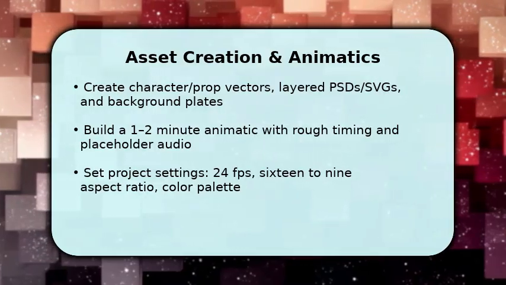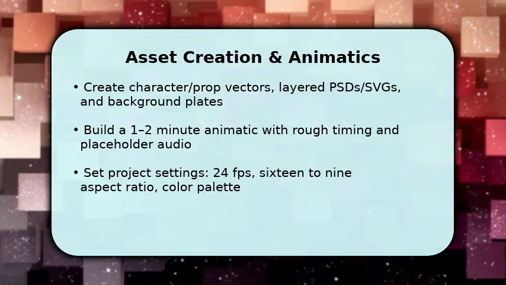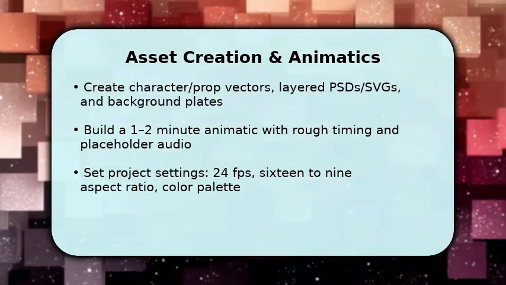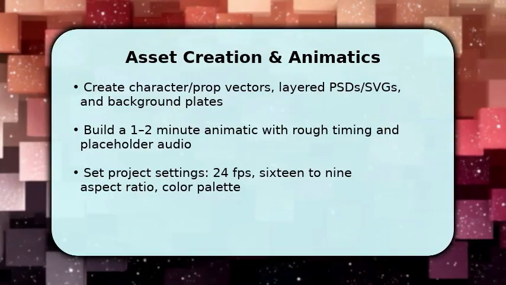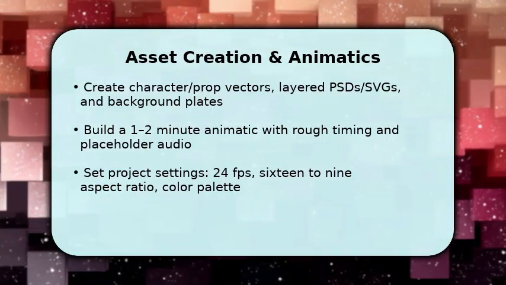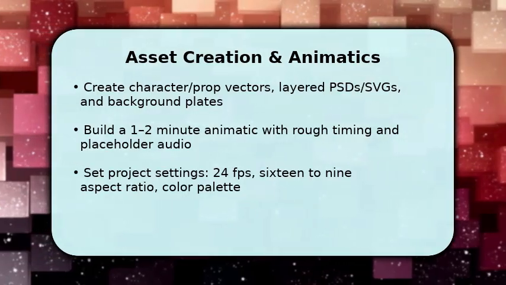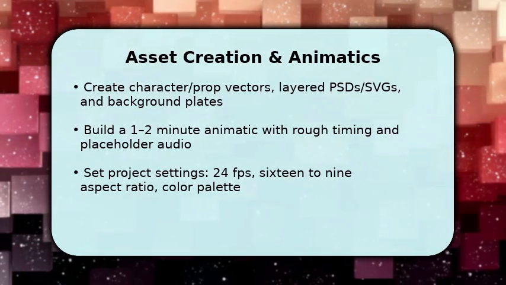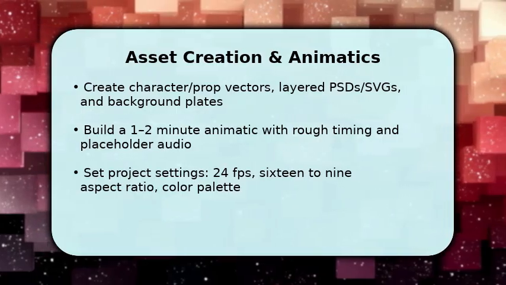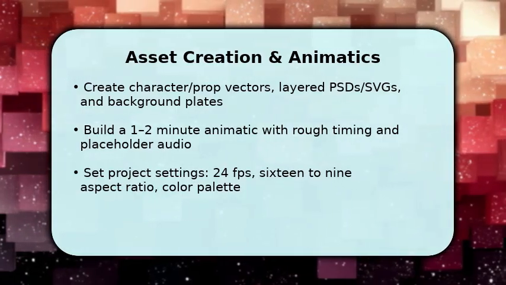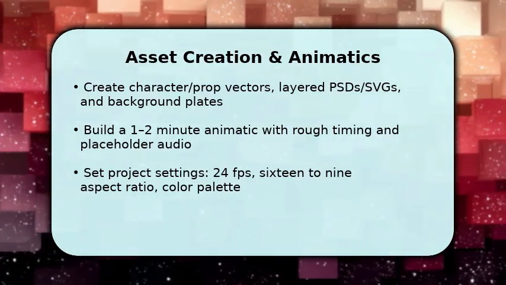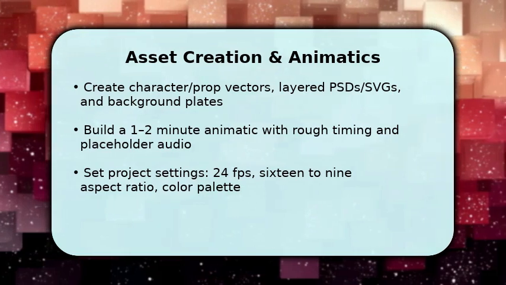Then assemble a 1-2 minute animatic combining keyframes and placeholder narration to test pacing and shot length, because timing makes or breaks comprehension. While doing this, set project specs, 24 FPS and 16:9 aspect ratio, and pick a limited color palette to keep production consistent. Make sure to label layers and export reference sheets for compositing.